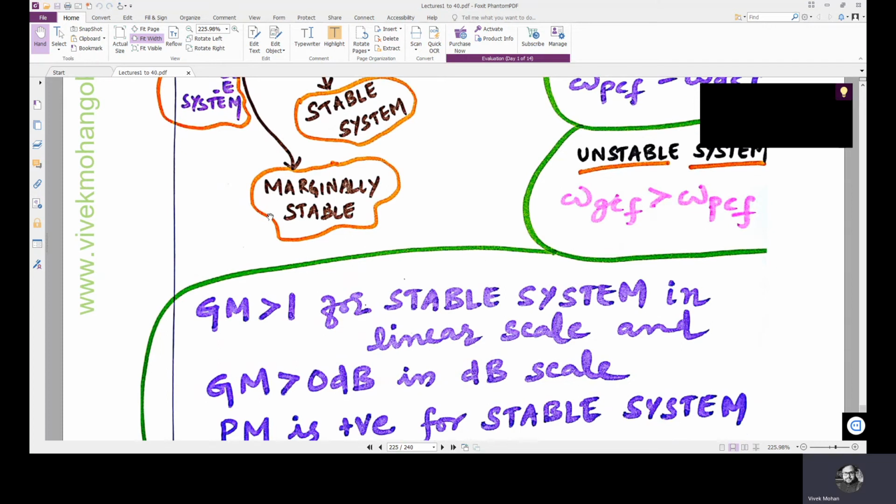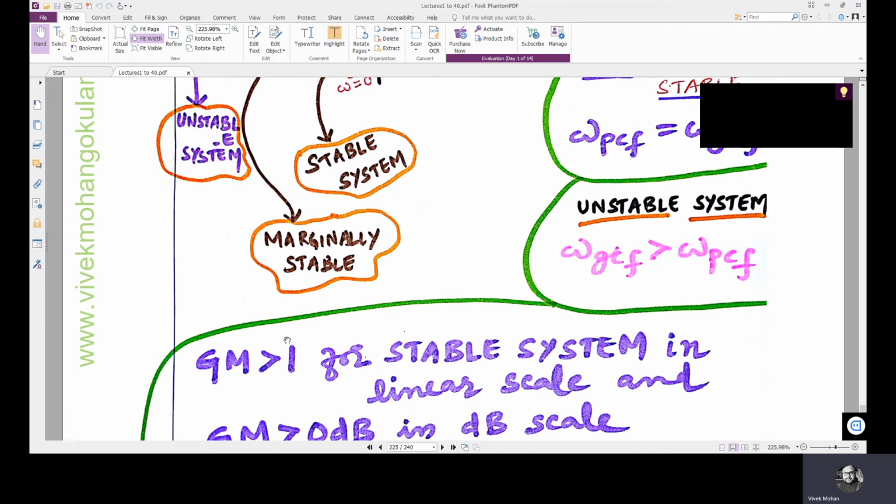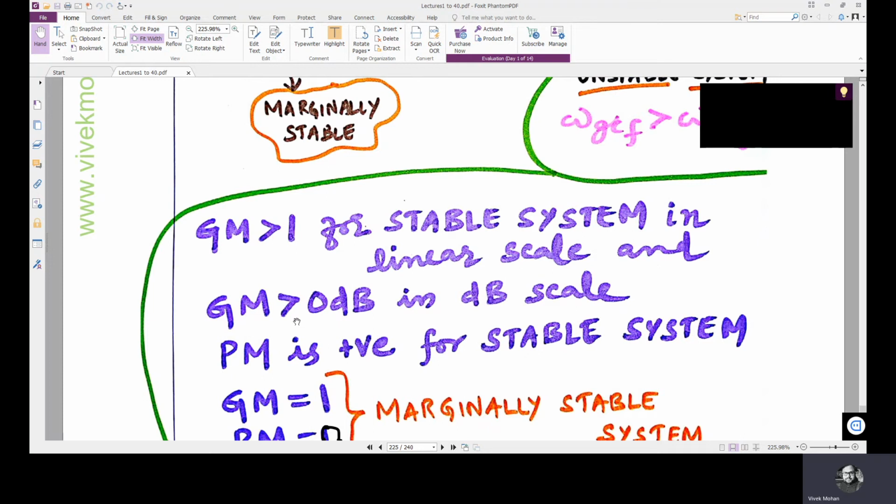Now we will see the gain margin and phase margin also. What about gain margin? For the first system, you need to take the reciprocal of magnitude. For the first system, the magnitude itself is less than 1. So if you take the reciprocal, it will be greater than 1. So gain margin is greater than 1 for a stable system. Or we can say that the gain margin is greater than 0 dB, 20 log 1. Here it will become 20 log 1, that is 0. So gain margin greater than 0 dB in dB scale. That is a condition for a stable system.